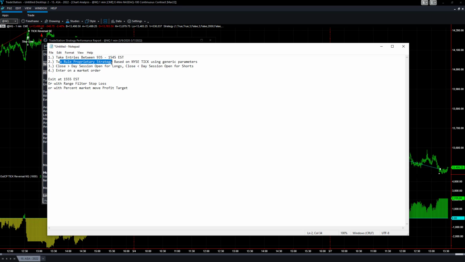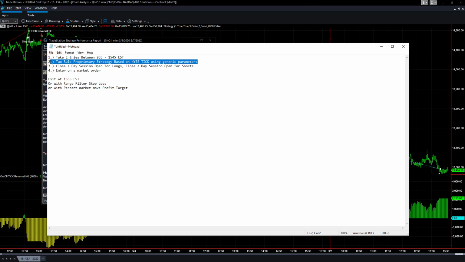Then we have two proprietary strategy-based rules based on an NYSE tick using very generic parameters, unoptimized. And then for longs, we make sure that the close of the current bar is greater than the day session open. That means the close of the current bar, not the close of the day, but just basically the current price at the end of the bar, is greater than the day session open for longs, or the close of the current bar is less than the day session open for shorts. We enter on a market order for longs, enter on a market order for shorts, and we exit at 5 minutes before the stock market closes, or with the range filter stop loss, or with the percent market move for the profit target. So it's a very simple strategy.